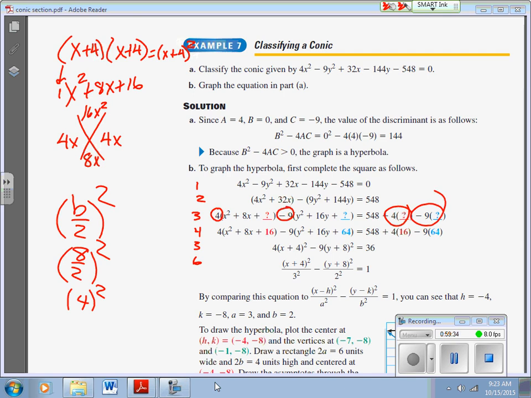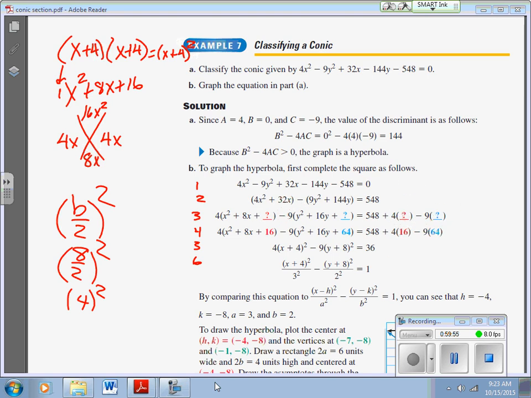You've got to keep track of everything. Whatever you do to one side, you've got to do it to the other side. If you don't do that, you're not following the rules fairly. Okay? Which is going to cause the problem to go off. Okay.